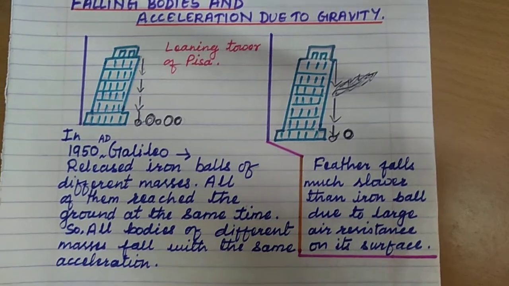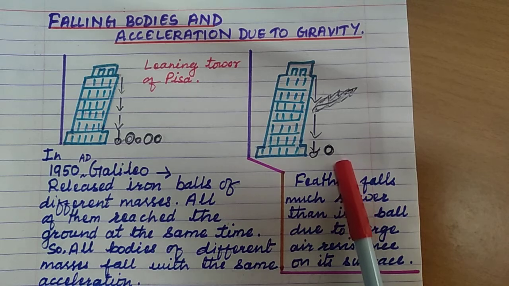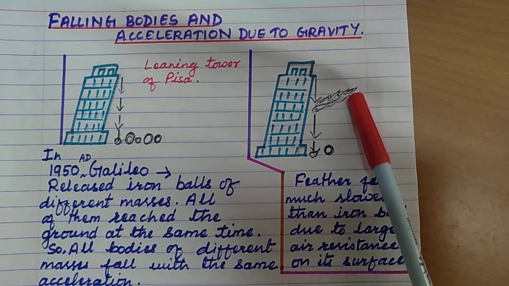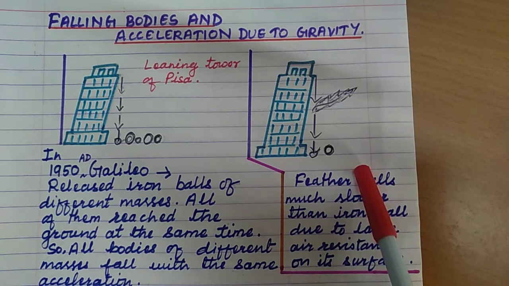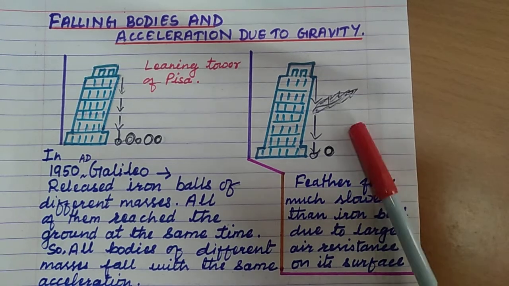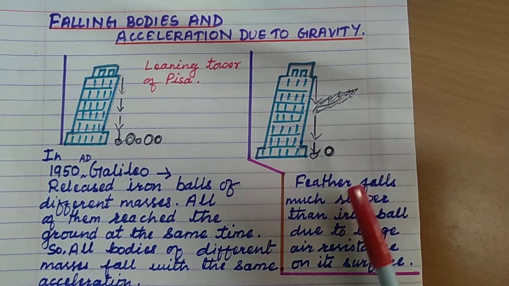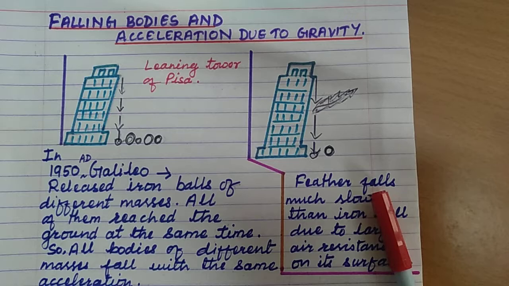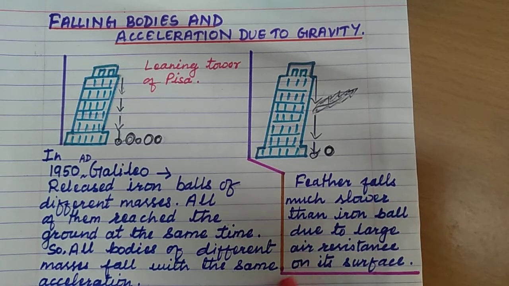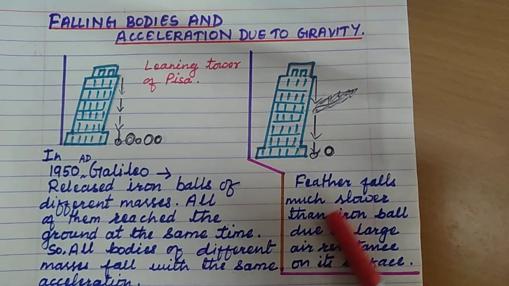Whereas in the other case, if a feather and an iron ball were made to fall together, then it would happen this way. It could be the result. It is because the feather falls much slower than the iron ball due to larger air resistance on its surface.